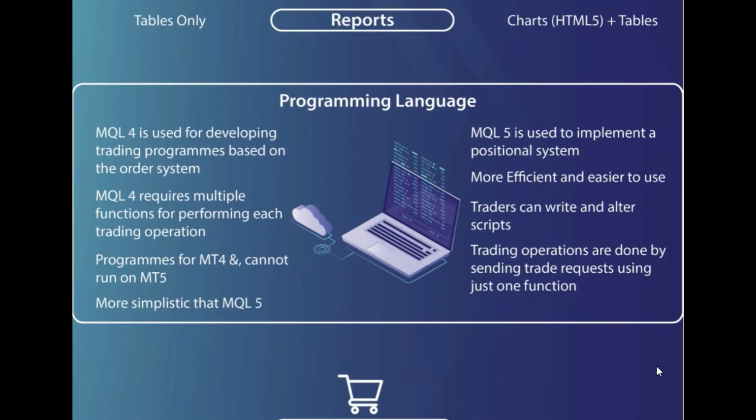Let me now compare programming languages. MT4 uses the MQL4 programming language. MQL4 is used for developing trading programs based on the order system and requires multiple functions for performing each trading operation. Programs for MT4 cannot run on MT5 and are more simplistic than MQL5. On the other side, MQL5 is used to implement a positional system. It's more efficient and easier to use. Traders can write and alter scripts, and trading operations are done by sending trade requests using just one function.